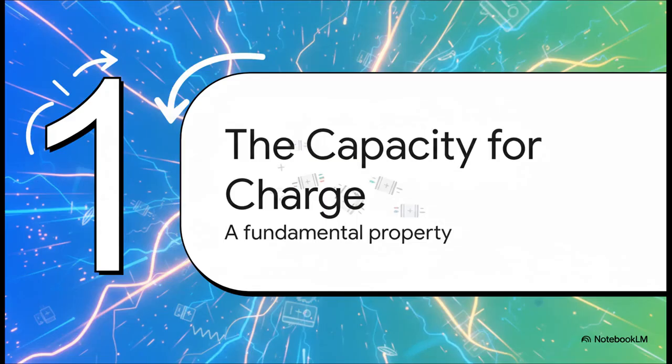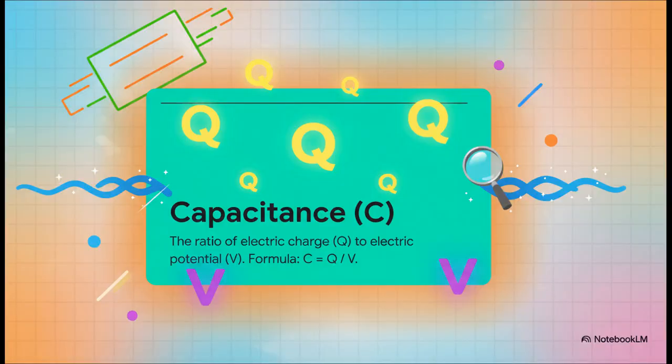Okay, first things first. Before we can talk about capacitors, we have to understand the core concept behind them, this idea of a capacity for charge. So basically, any object that can conduct electricity has this property called capacitance. It's really just a measure of how much electric charge, which we call Q, an object can hold on to for a given amount of electrical pressure, or voltage, which we call V. The formula tells the whole story.